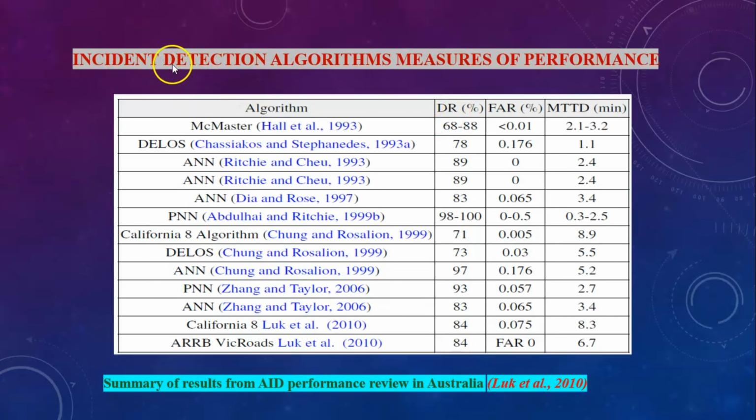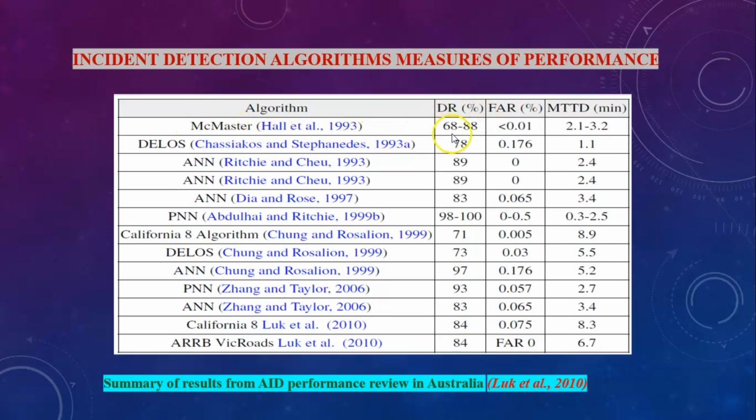Here we have the incident detection algorithm measures of performance. So these are some of the algorithms. And here is DR, which is the detection rate in percentage, the false alarm rate in percentage, then the time to detect in minutes.